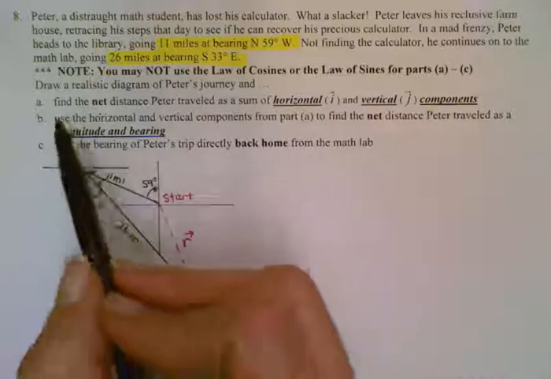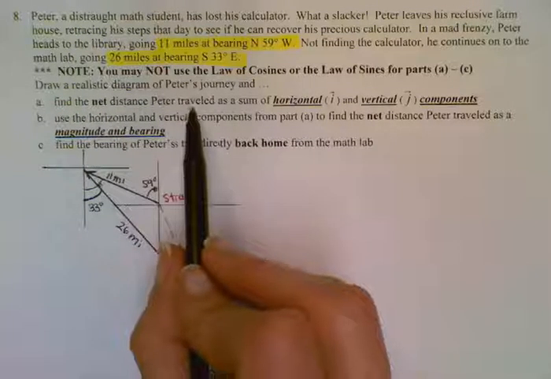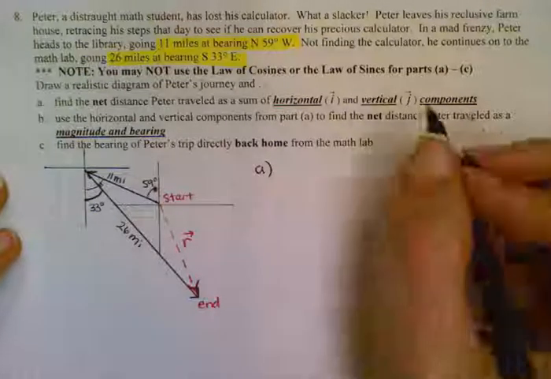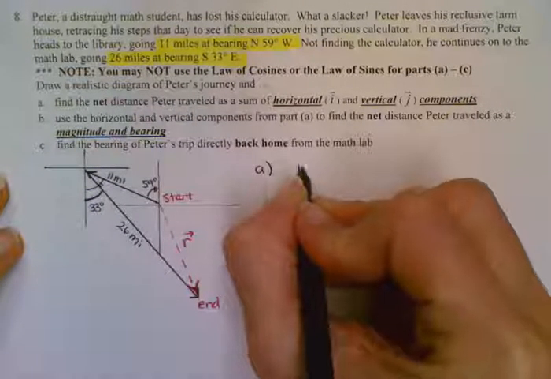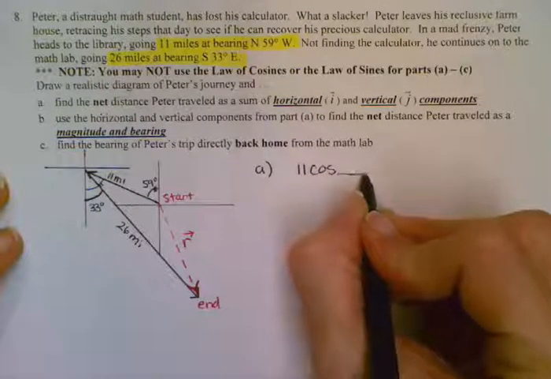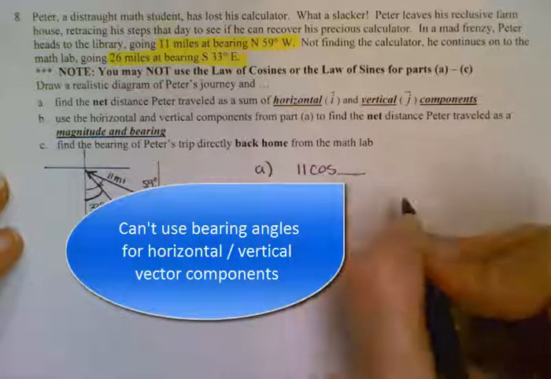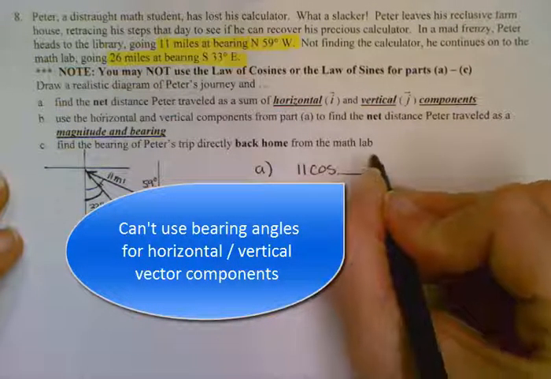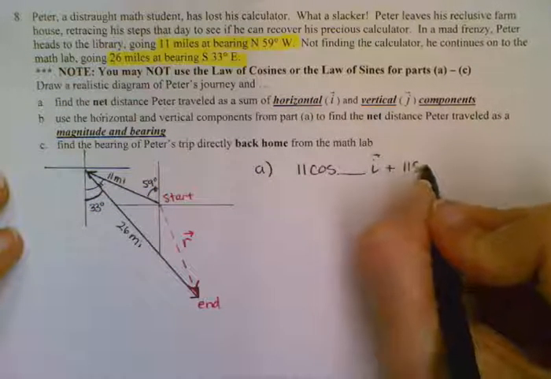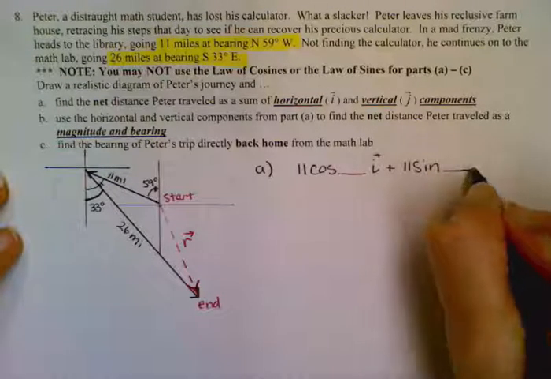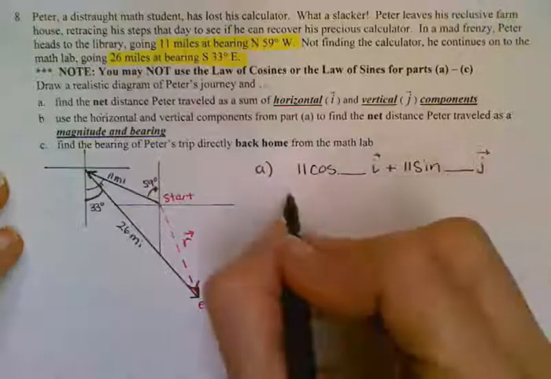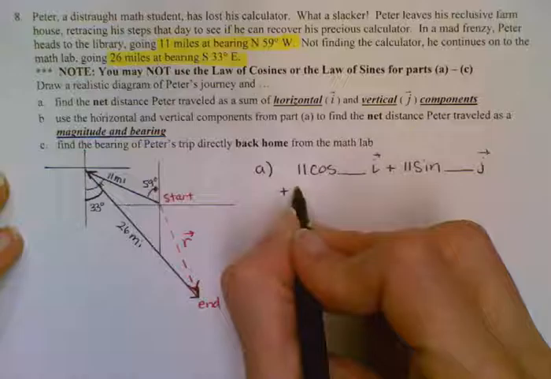For part A, it's asking us to find that net distance as a sum of horizontal and vertical components. So if we start to do this, our first vector is 11 miles times cosine of its angle, but we can't use 59 degrees, so I'm just going to leave that blank for now. That's our horizontal component, plus 11 sine, whatever the angle we're going to use will be, times j. And we're going to add in our 26 as well. So let's go ahead and do that.